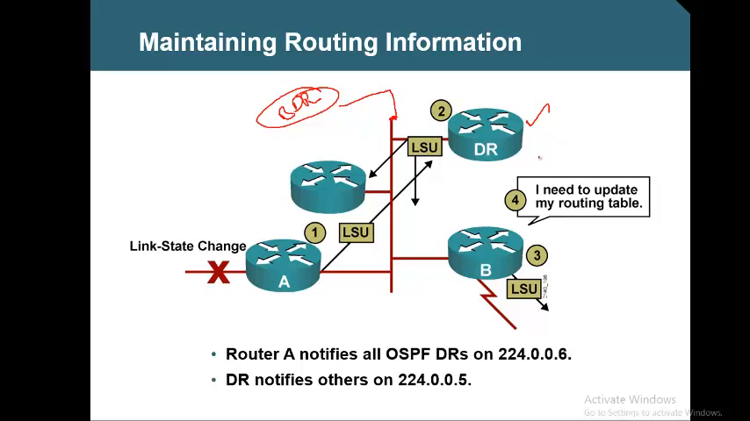Let's say this one has 5.5.5.5, this has 4.4.4.4, this has 3.3.3.3, and 1.1.1.1 and 2.2.2.2 as router IDs. And the priority on this link I have given as 254. On the other links I have not given anything, so the default is 1. The priority is 1 here, 1 here, 1 here.